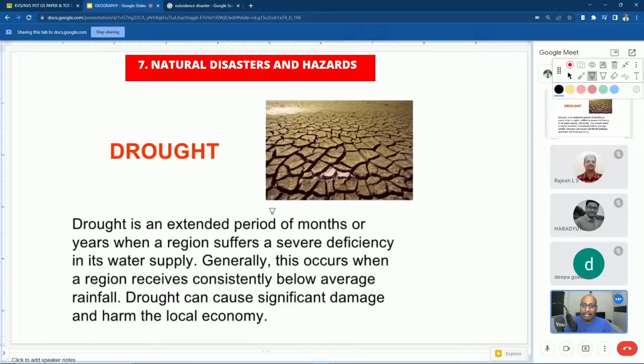Drought is an extended period of months or years when a region suffers a severe deficiency in its water supply. Most of India depends upon the monsoon season. If the monsoon's arrival is delayed, then we suffer with drought. Generally, this occurs when a region receives consistently below average rainfall. Drought can cause significant damage and harm the local economy. Drought areas, especially in Rajasthan, are in rain shadow regions where there is less rainfall. So these places are prone to drought, and it leads to famine.